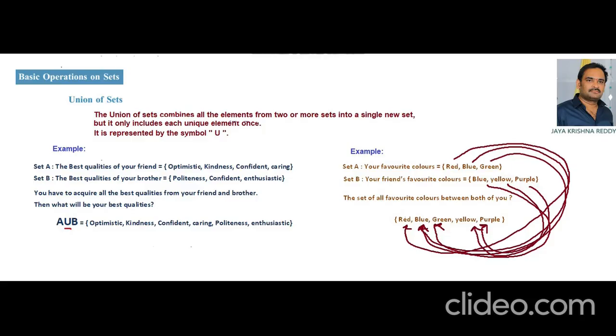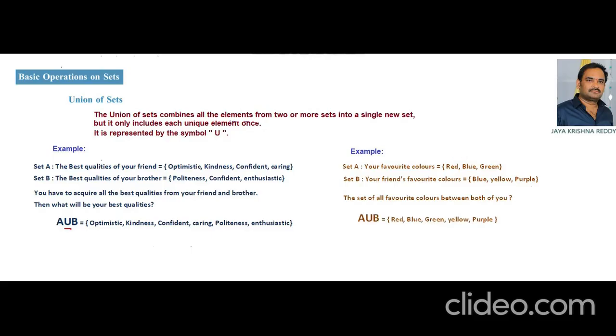So this is nothing but the union of sets A and B. So here A union B equal to the set of all the elements from set A and B: red, blue, green, yellow and purple. And here we have taken blue as only one time.